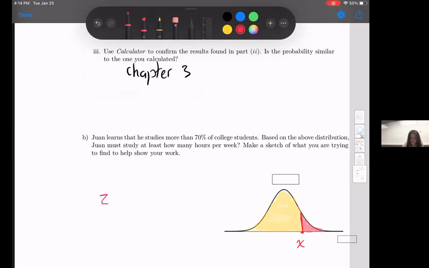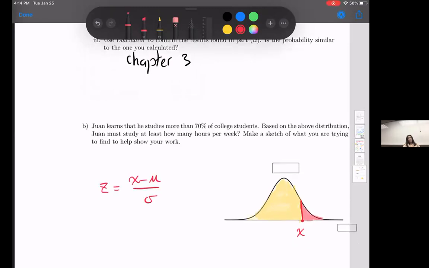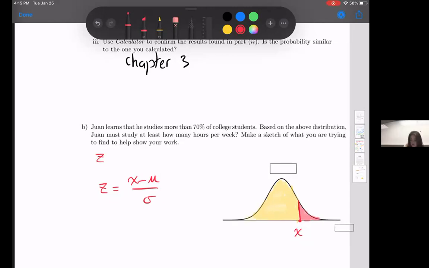So again, in order to find X, you always use this formula. To solve for X, you need mu, sigma, and Z, right? We have mu, we have sigma, but we don't have Z. So you have to look for the Z-score based on what percentile they give you. What percentile do I have to look up to get the Z-score? 70%. 0.7. Good. If you do 30%, it's going to be up to here, and you don't want that. He studied more than 70% of the students. So 70%.